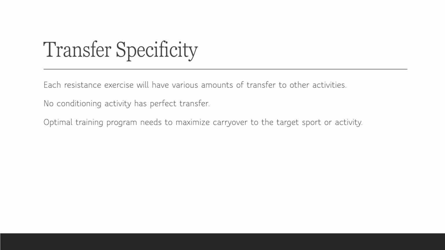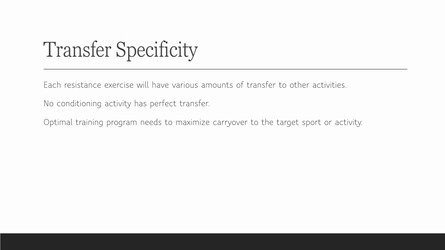Each resistance exercise used in a program will have various amounts of transfer to another activity, referred to as transfer specificity. When training for improved health and well-being, transfer is related to its effects on specific clinical outcomes, such as bone mineral density. However, training for enhancing sport performance requires equally specific exercises.